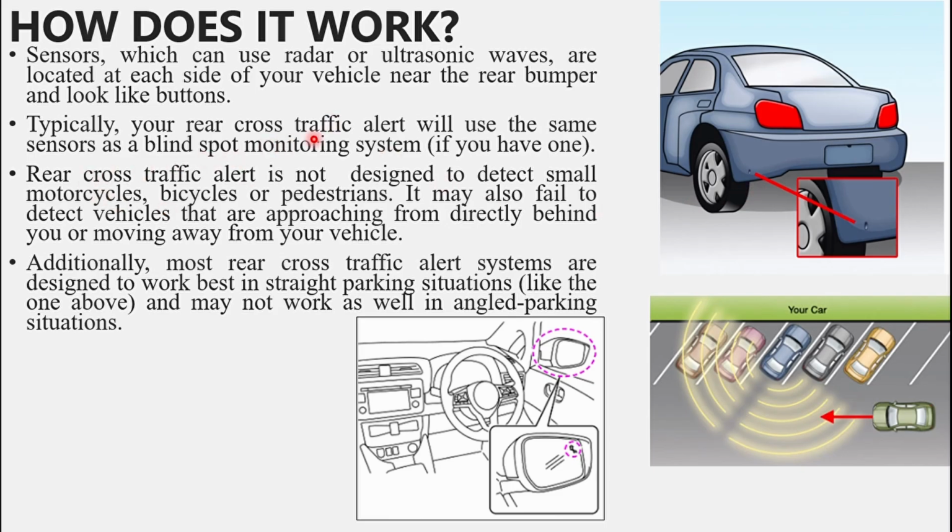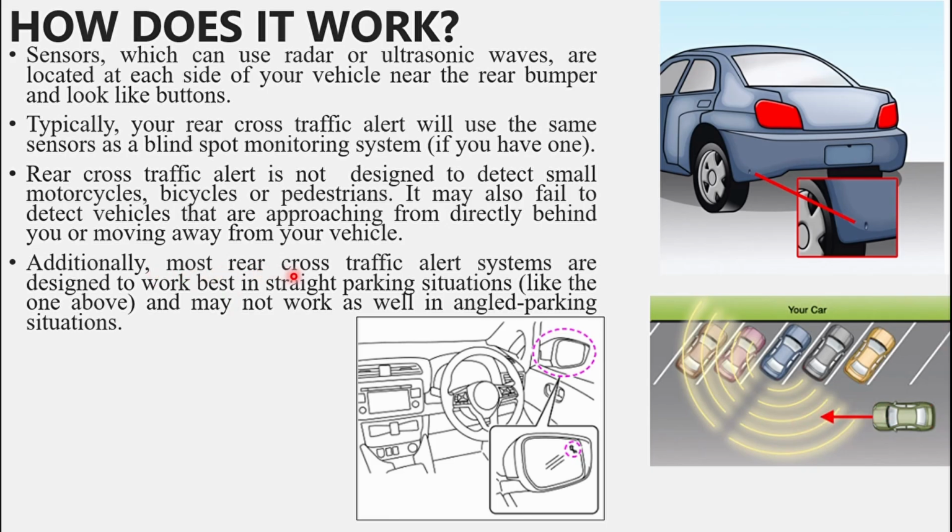Typically, rear cross traffic alert will use the same sensors as the blind spot monitoring system. Whether it's a radar or a sensor, the same sensor will be used for the blind spot monitoring system. Now, rear cross traffic alert is not designed to detect small vehicles, bicycles or pedestrians. It may also fail to detect vehicles that are approaching directly from behind you or moving away from the vehicle. Again, this is not a hard and fast rule. Sometimes the vehicle may detect them, but usually this is not meant to detect small motorcycles, bicycles or pedestrians. It is usually meant for cross traffic, as you can see in this illustration.